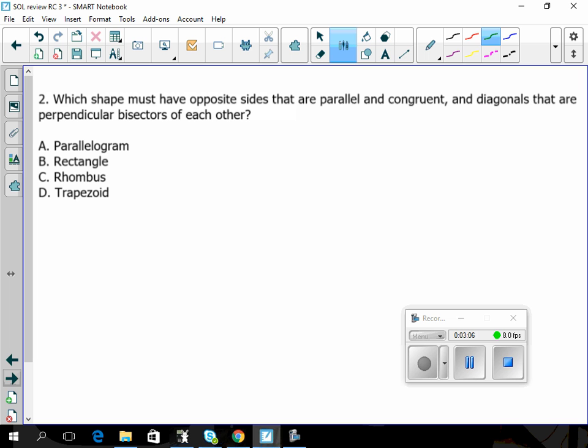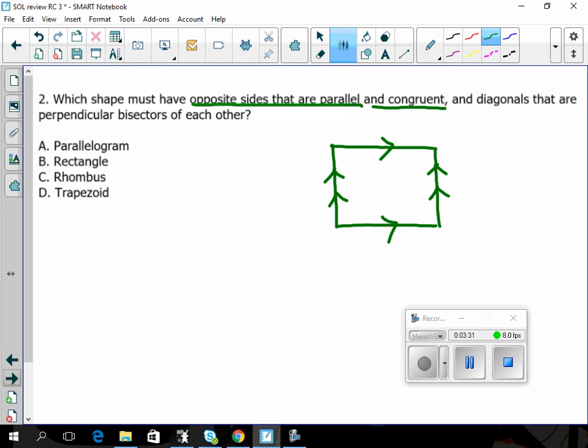Question 2, there really wasn't a lot of work, so either you got it right or wrong. You didn't have to show me anything. But it is talking about what shape must have opposite sides parallel and congruent. Well, anything that's opposite sides are parallel and congruent is going to be opposite sides parallel looks like this. And congruent means that they're all the same length. Well, that's really any parallelogram at all. So I can cross off trapezoid.